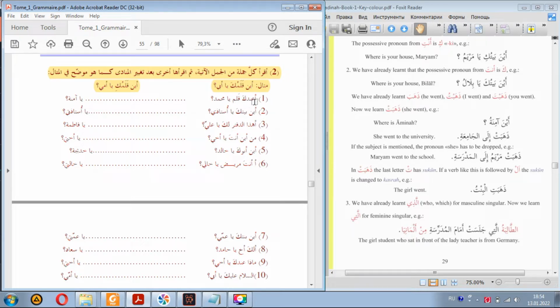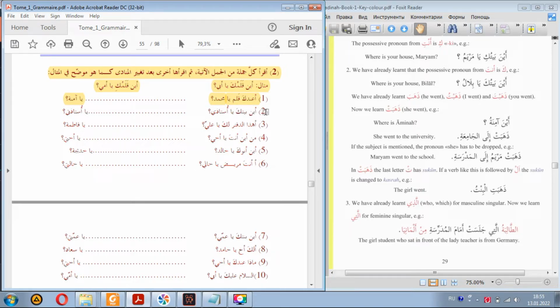We need to change this part of the sentence from masculine to feminine. عندك قلم يا محمد. Well, it's already been changed, so all we need to do is to change this part of the sentence. عندك قلم يا محمد. عندك. So we change the possessive pronoun. عندك قلم يا آمنة.